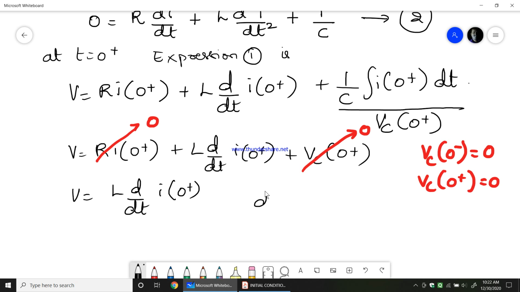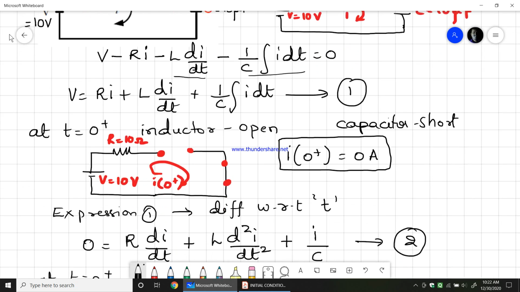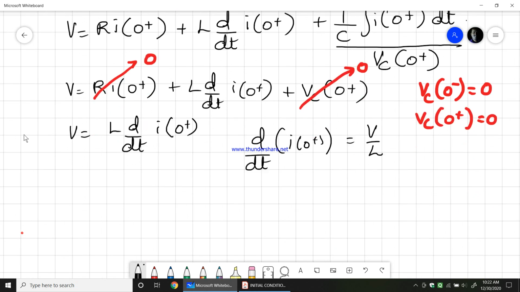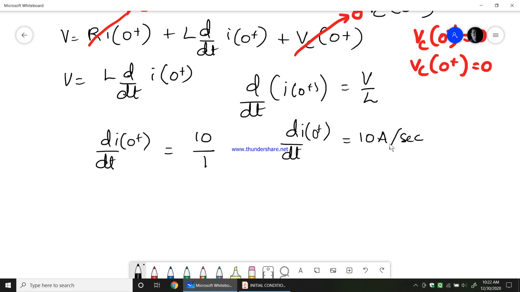Therefore, dI/dt at 0 plus equals V by L. V is given in the question, which is 10 volts. L is given in the question, which is 1 Henry. Therefore, dI/dt at 0 plus equals 10 by 1, which is 10 amps per second.